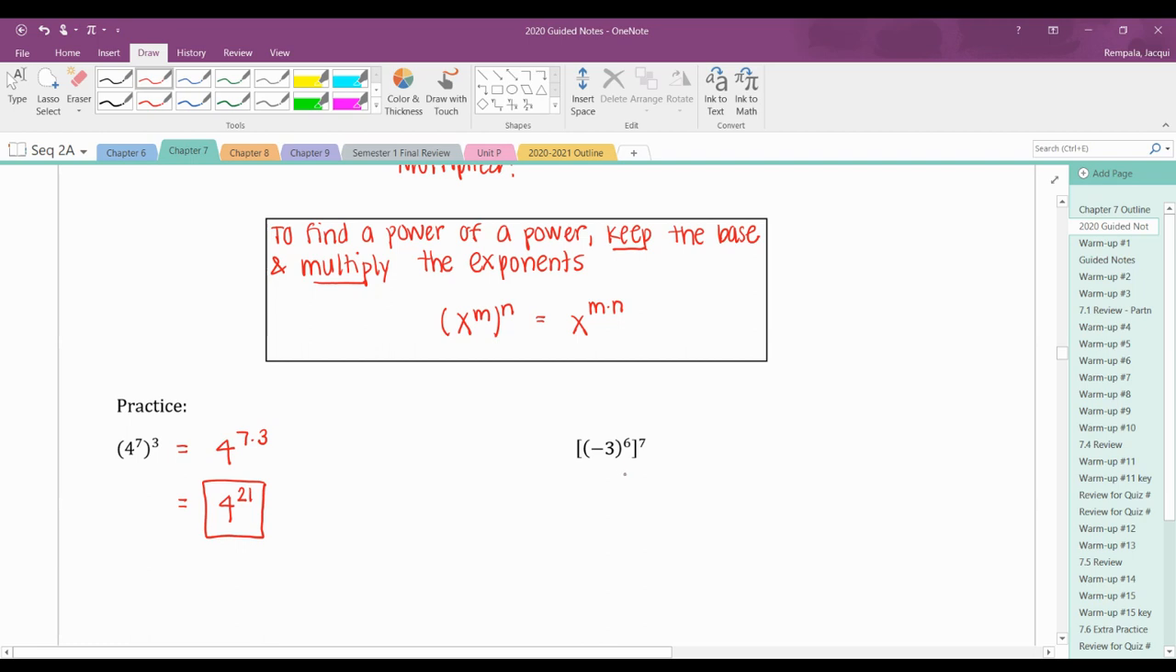Notice that in this next example, -3 in parentheses is the base. So I have to keep that base as it is. That will not change. But because we have a power raised to a power, that means that we have to multiply those exponents. So keeping the base, 6 times 7 is going to give us an exponent of 42. So -3 in parentheses raised to the 42nd power would be our answer.